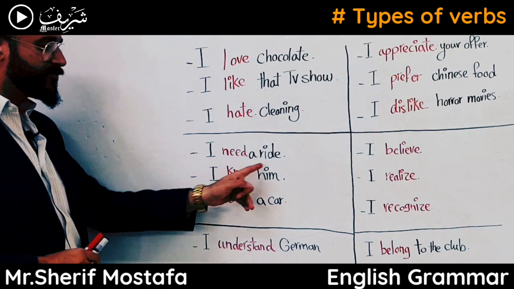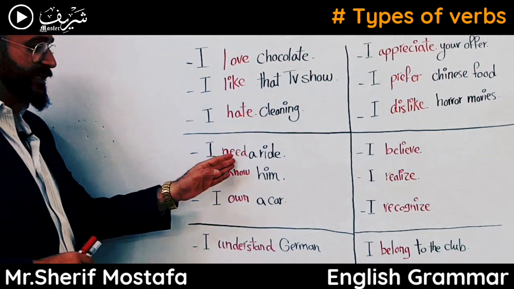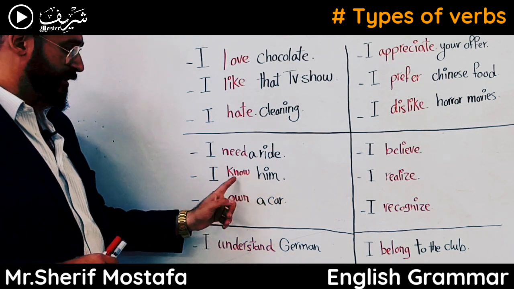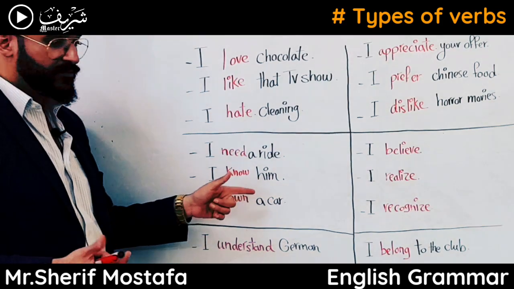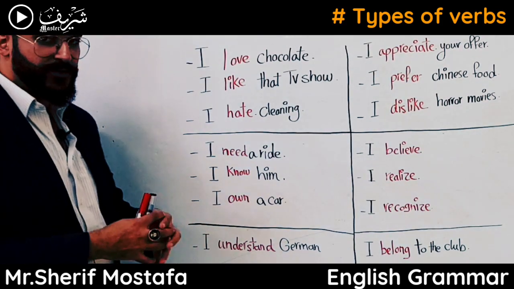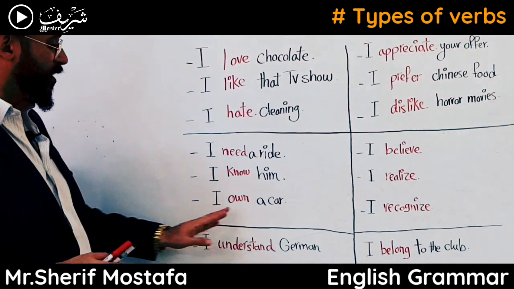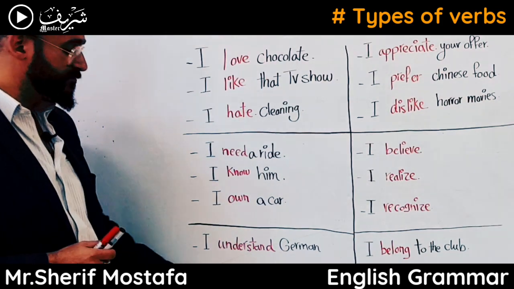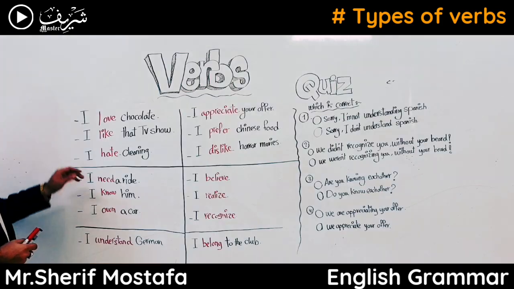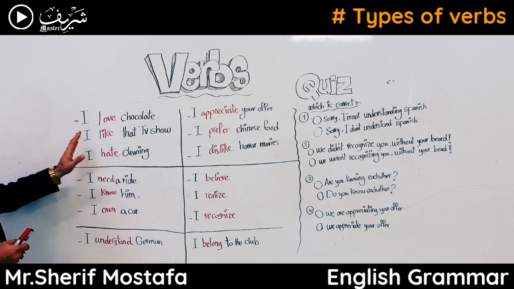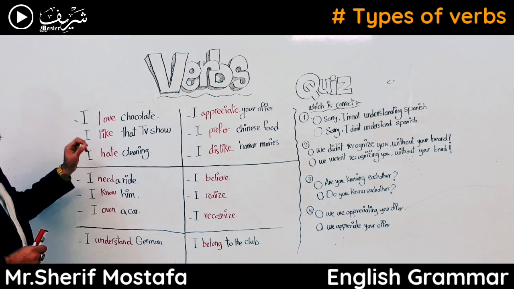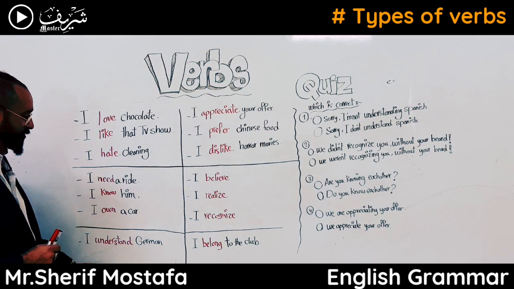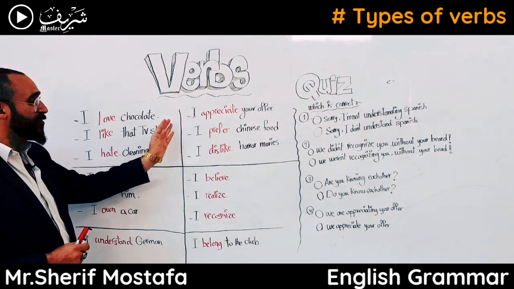Great. I need a ride. Need is a stative verb. I know him. I know the guy. I own a car. I have a car. And own, know, need are stative verbs. I understand German. I can understand the German language. Great. So as you can see here, those are a list of the common stative verbs like love, like, hate, need, know, own, understand. But here we have more advanced verbs.